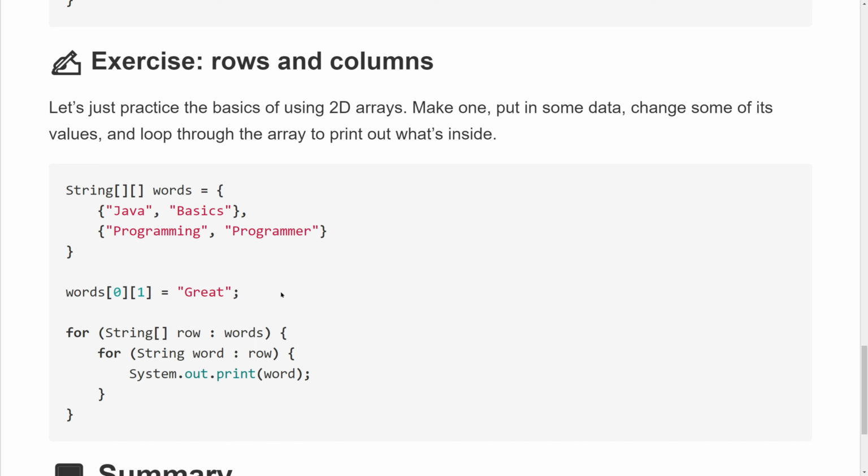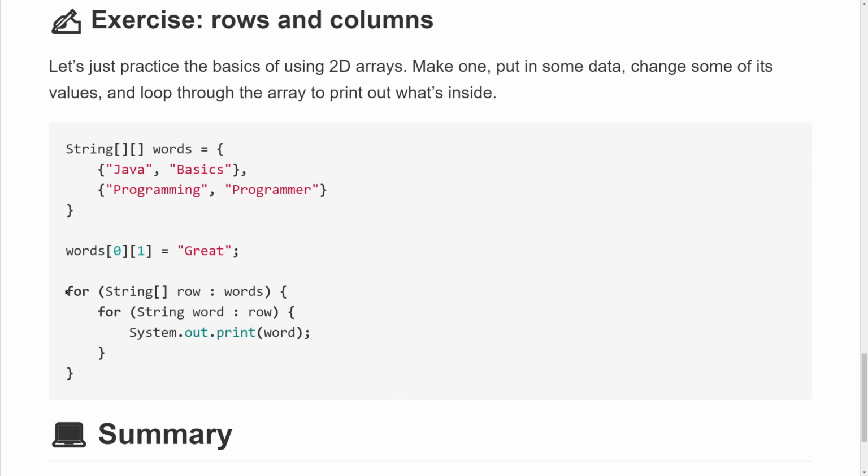And this line is going to change one of these elements to grade. Take a moment to think about which element we are changing. And if you said basics, that is correct because we're specifying the 0th row. So that is specifying this thing. words[0] is this thing. words[0][1] will be picking out the basics right here and changing that to grade.